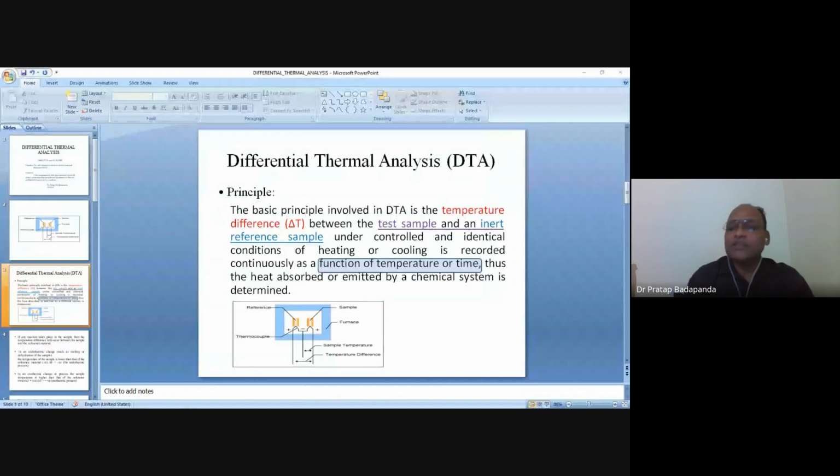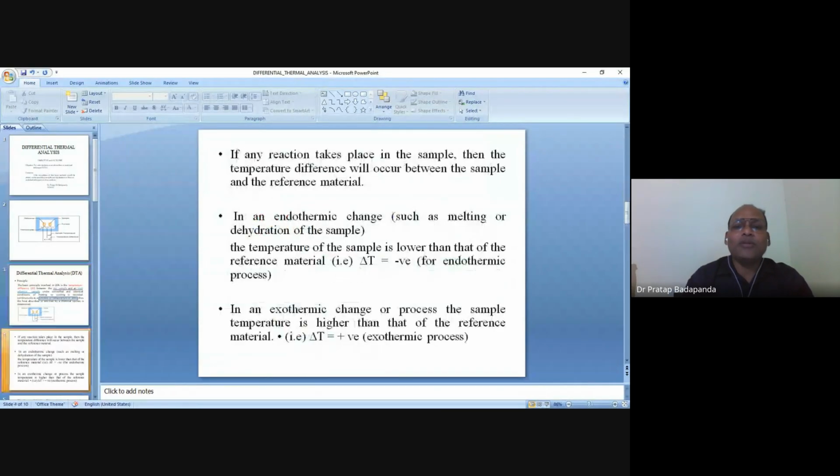So that is the principle of this one. Next, we will go down to what happens if any reaction takes place in the sample. If any reaction takes place in the sample, then a temperature difference will occur between the sample as well as the reference material.